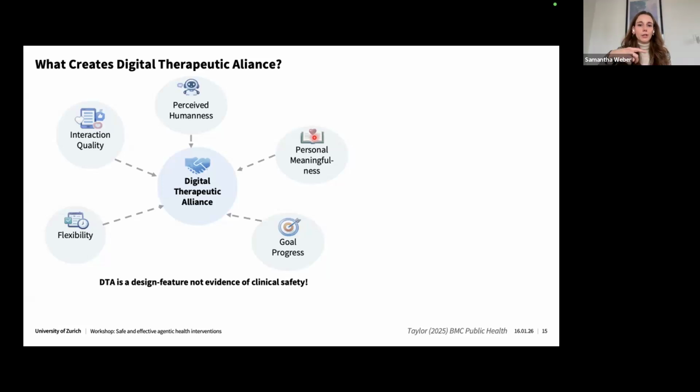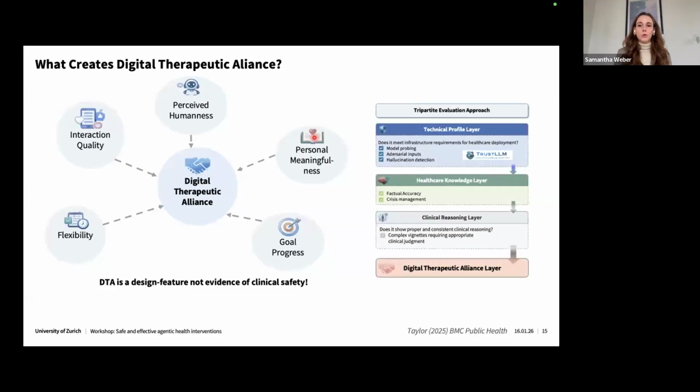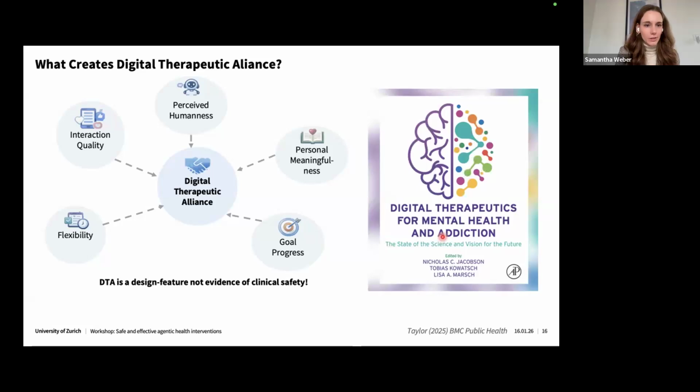So while therapeutic alliance can be measured relatively easily, we should never use it as a safety metric. If we go back to our tripartite approach, therapeutic alliance is something that might just emerge on top of the rest. In general we want it, but it should not be a measure of safety. For this topic, there's also this book, amongst others, written by Toby. I think we can have a nice discussion on that topic after this.